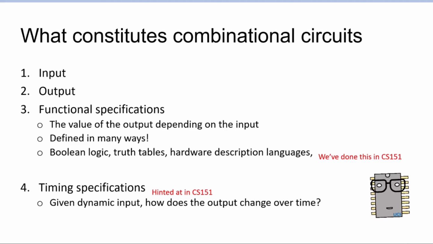And one thing that was missing so far is the fourth component of combinational circuits, which is timing specifications. If I remember correctly, it was kind of hinted during CS151, but I don't think it was fully explained upon. So the timing specification characteristics of combinational circuits describe, given dynamic input, as inputs change over the course of time, how does the output change over the course of time? And this has less to do with the logical correctness of the circuit and more to do with how fast we can make the circuit go. So this is a point of importance for the computer architecture side of things.